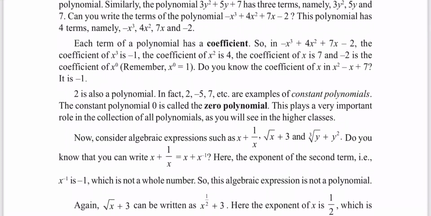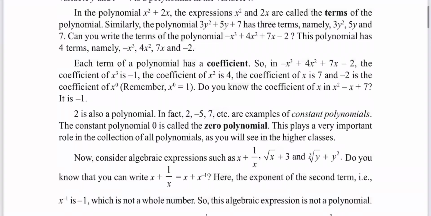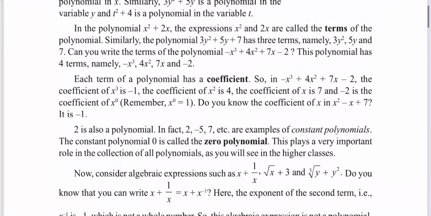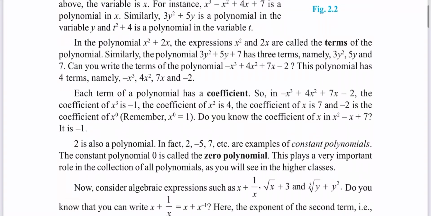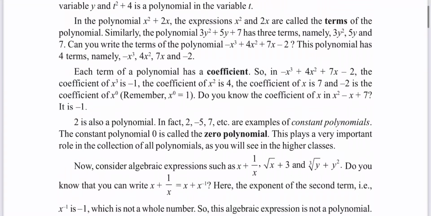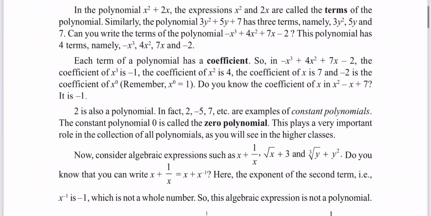The constant polynomial 0 is called the zero polynomial. From here, first equation, we have plus 2x square plus 2x. Minus 5, 2, minus 5, 7 are examples of constant polynomials. The constant polynomial 0 is called the zero polynomial. This plays a very important role in the collection of all polynomials, as you will see in later classes.